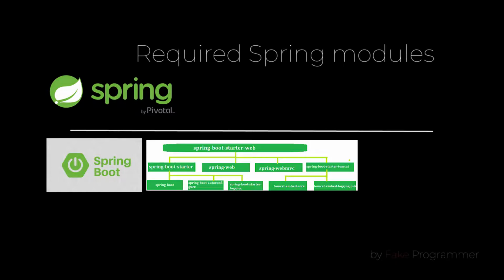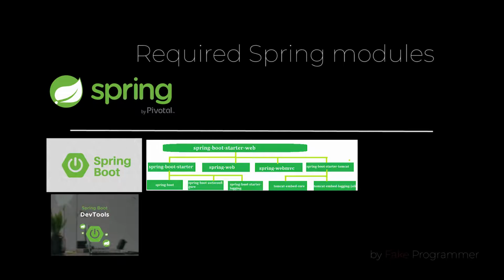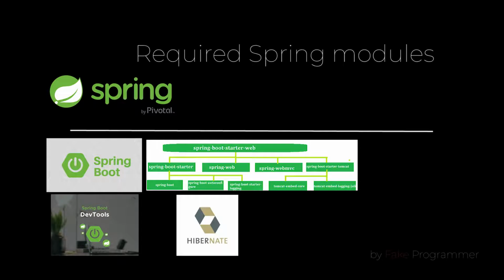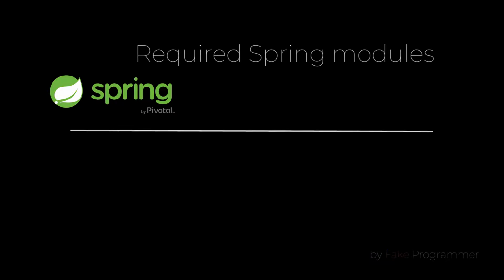Next module will be DevTools for auto-refresh extension and tools for testing. JPA module will be used for persisting data to the database by Java Persistence API with Hibernate and Spring Data frameworks included. The last module for now will be MySql driver to get access from the code to the MySql database.